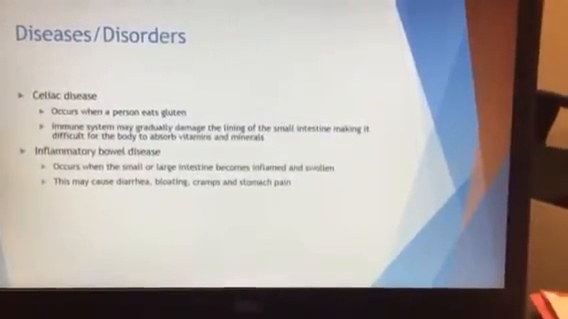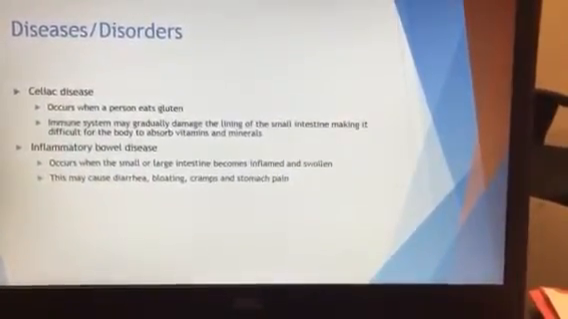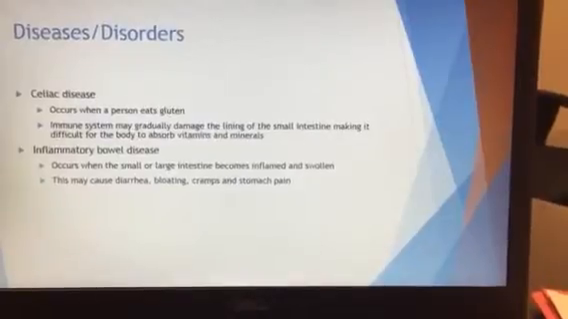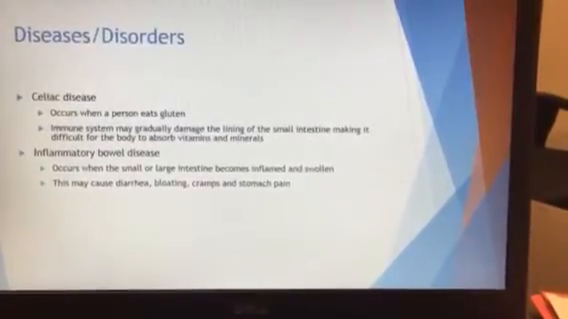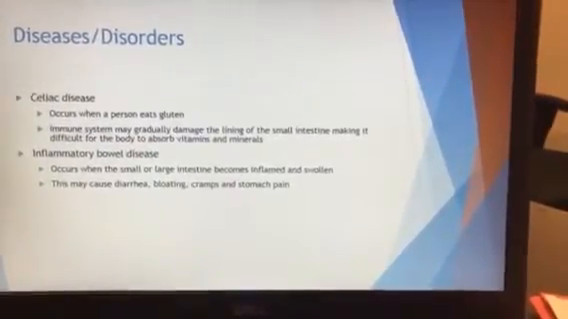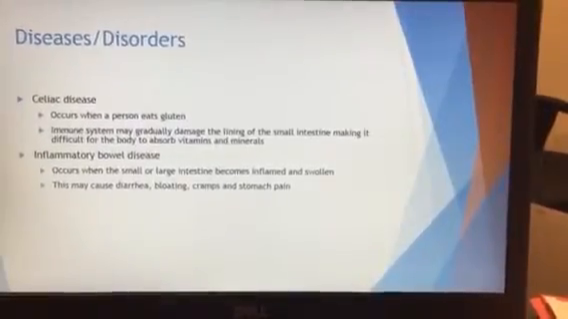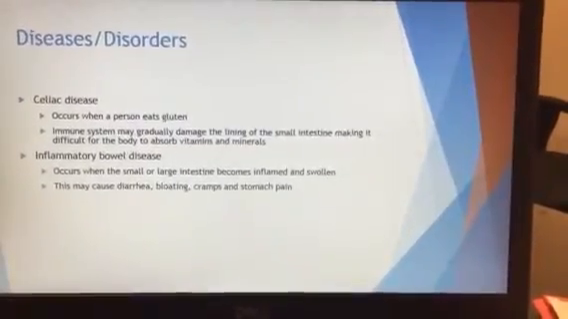Another disease is called inflammatory bowel disease. This occurs when the small or large intestine becomes inflamed and swollen. This may cause diarrhea, bloating, cramps, or stomach pain.